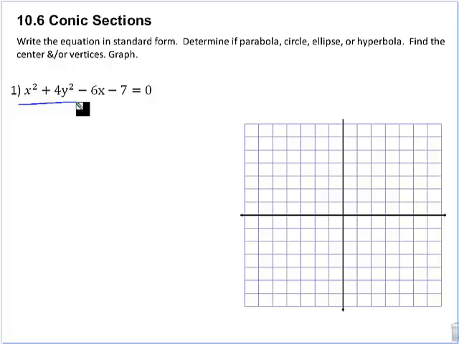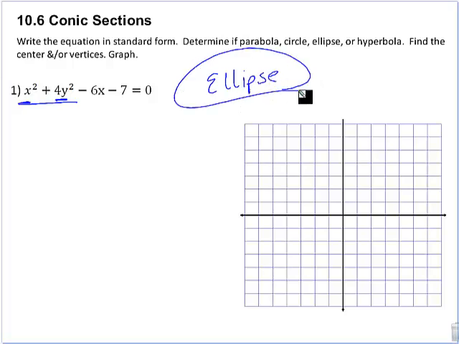So then we have to look at the numbers in front. The number in front of the x squared is 1, the number in front of the y squared is a 4. Are they the same number? No, they're different. So since they're different, we're going to have an ellipse. Okay, so that's the first thing. You have to decide what type of shape you have. Once you've decided, now you can put it into standard form. So how would we get this in standard form?